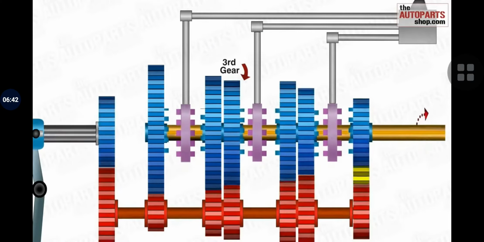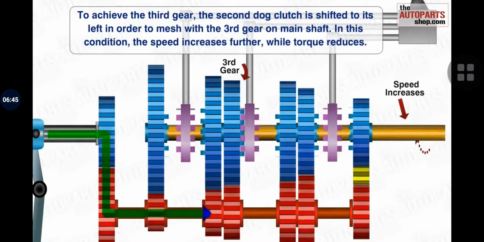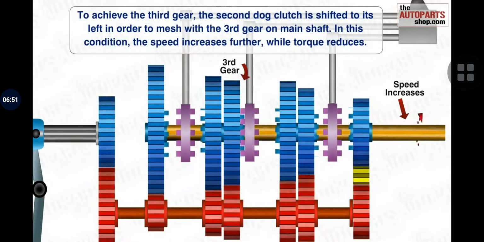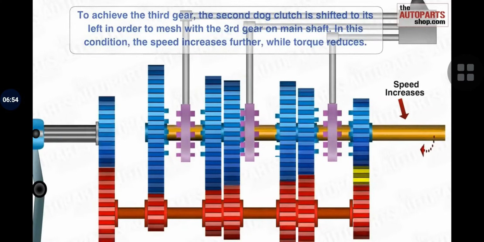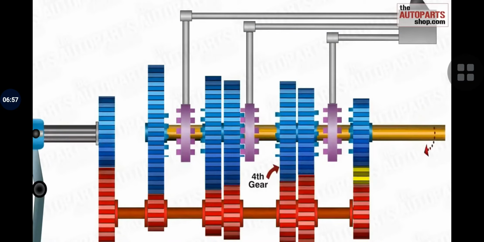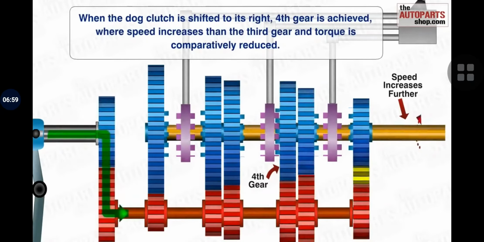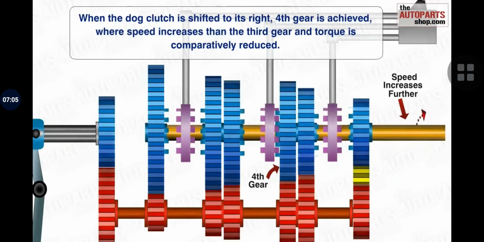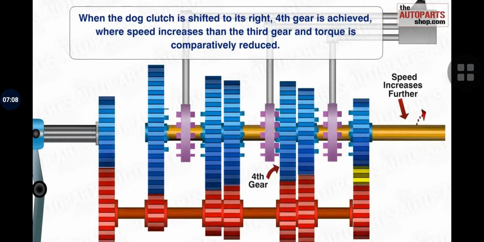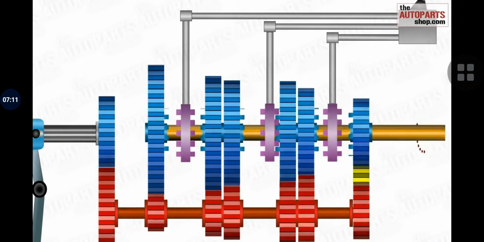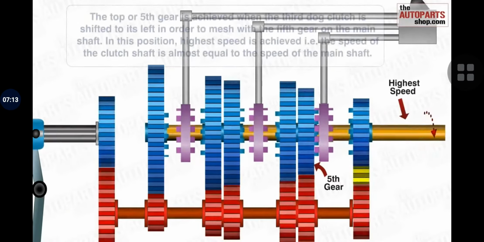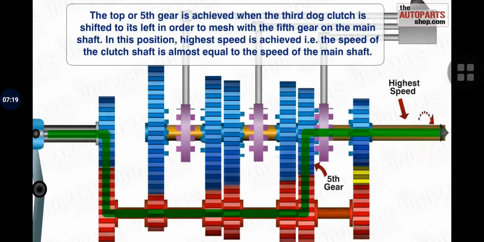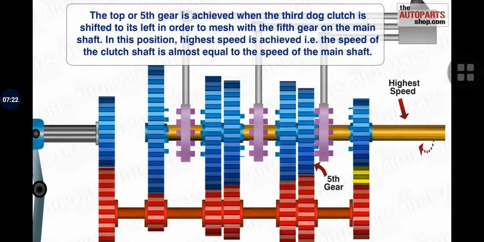Now I move the second dog clutch to the left side. So third gear is activated. Now the power is transmitting. If I need to activate the fourth gear, I have to move the second dog clutch to the right side. So fourth gear will be activated. If I want to activate the fifth gear, I have to move the third dog clutch to the left side. So fifth gear will be activated. When I move the dog clutch to the right side, the reverse gear will be activated.